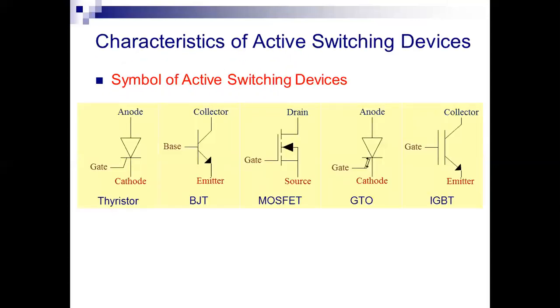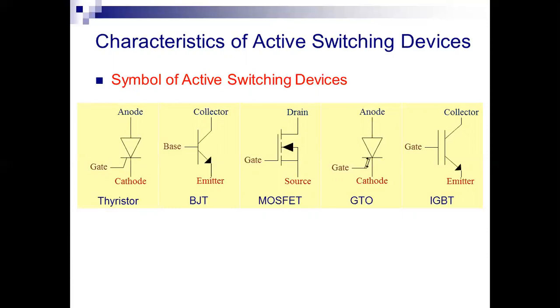The next one, the characteristics of the active switching devices, showing the symbols of active switching devices. That is the thyristors, BJT, MOSFETs, IGBTs, and GTOs. The first diagram shows the thyristor, also called an SCR, silicon controlled rectifier, showing the anode, cathode, and also the gate. Towards the gate, the signals are applied. While we are applying the switching signal towards the gate, the switch comes into a turn on condition.